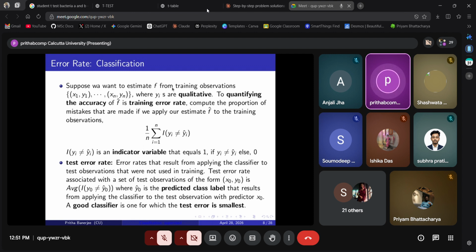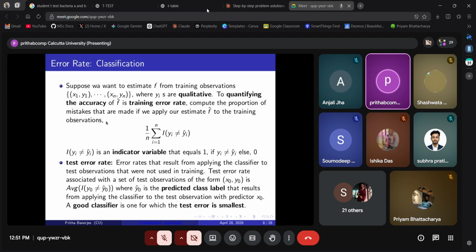Suppose we want to estimate f from training observations x1, y1, up to xn, yn. In this case, we are talking about supervised learning. Don't forget that: today, whatever we are talking about is only supervised, where the yi's are qualitative, meaning the class. To quantify the accuracy of f cap is what is called the training error rate.